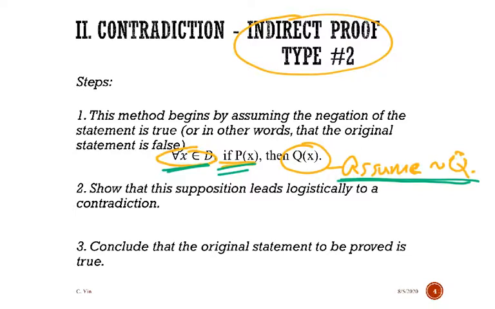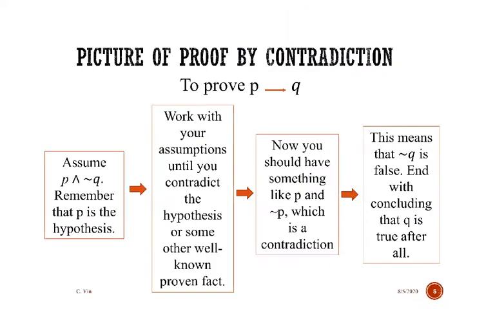All right, so you want to show that this supposition leads logically to a contradiction. And then you're going to conclude that the original statement to be proved is true. What you assumed is actually false, and so it must be that the original statement is true. Let's look at this broken down in this form. This is kind of a picture way to look at it.